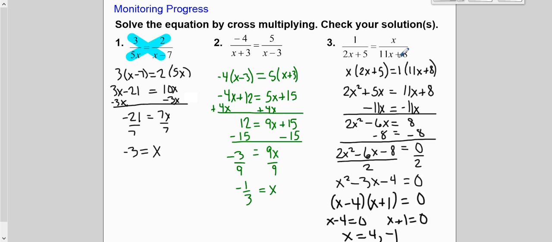Make sure they don't make your denominator 0. They don't. We could check them completely, but I checked my answers. They are correct. Always want to make sure they at least don't make the denominator 0, so you'll have to throw them out if they do. All right, that's solving using cross multiplying. 3 more examples for you.